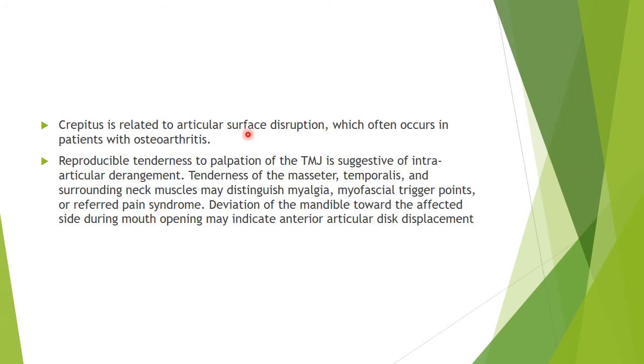While reproducible tenderness on palpation of the TMJ is suggestive of intra-articular derangement. Here the patient may have tenderness of the masseter, temporalis, and surrounding neck muscles, which is actually difficult to differentiate from myalgia, or as I said before, myofascial trigger point, or referred pain syndrome. Another thing that we notice during examination, in addition to the crepitus, is deviation toward the affected side during mouth opening, which may also indicate that the disc is displaced from its position, and mostly anterior articular disc displacement.